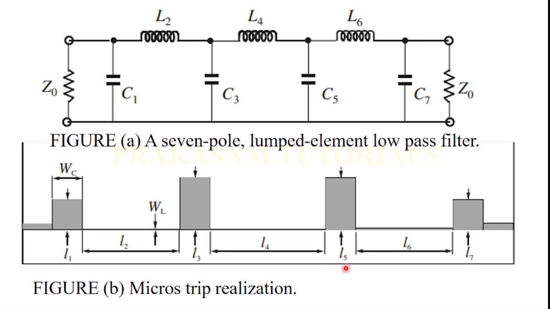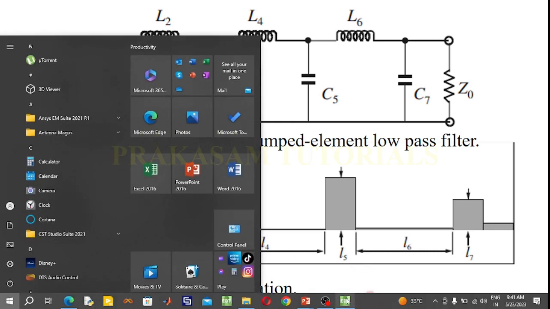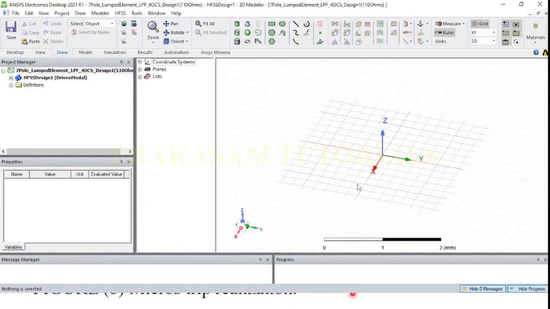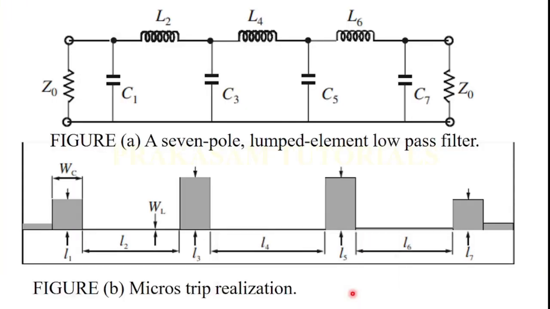Now open HFSS software. This is the general structure of the 7-pole lumped element low pass filter. This end is the 50 ohm transmission line and this end is the 50 ohm transmission line. The width of the 50 ohm transmission line is 1.1 mm, and I am considering the length of the 50 ohm transmission line as 10 mm.